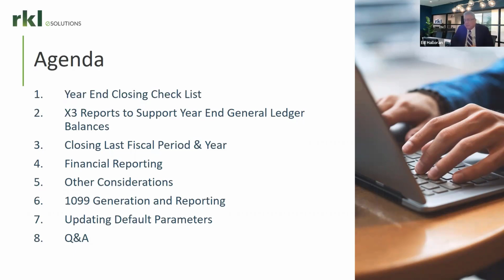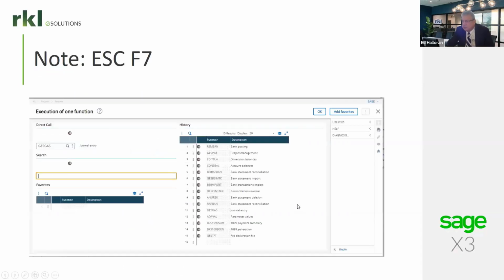We'll go through some of the financial reporting, other considerations, and then we'll look at the 1099 generation and printing of 1099s. And then we'll update a couple default parameters that are in the system so that when you run reports, the dates will default correctly and you won't have to enter them every time. And then we'll have a Q&A session, but you can ask questions along the way through the chat.